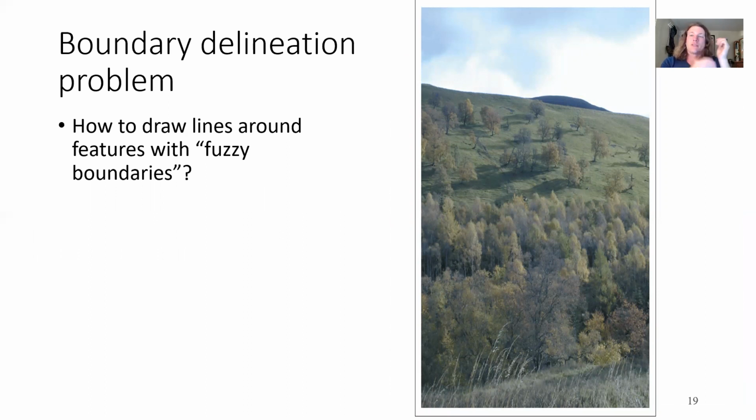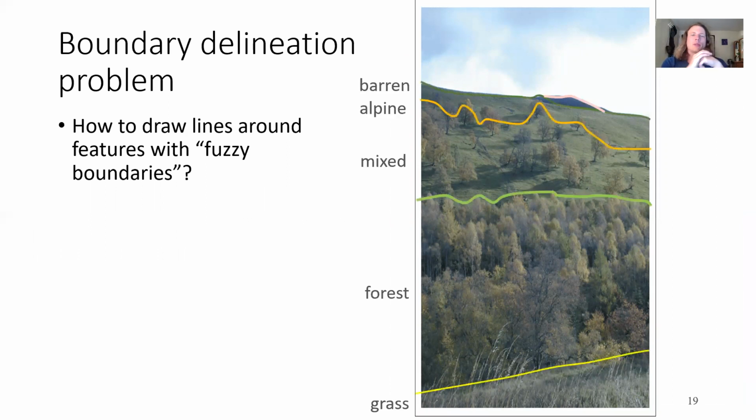Another good example might be vegetation on a hill slope or a mountainside. So we have this transition from barren land at the very top down to alpine, mixed, and then forest, and then grass. But where does the boundary between grassland and forest start? Is it where you hit the first tree, or is it where the tree canopy becomes more dense than the grass, or is it not until there's full coverage of tree canopy? The choice might depend on what exactly you're trying to do.